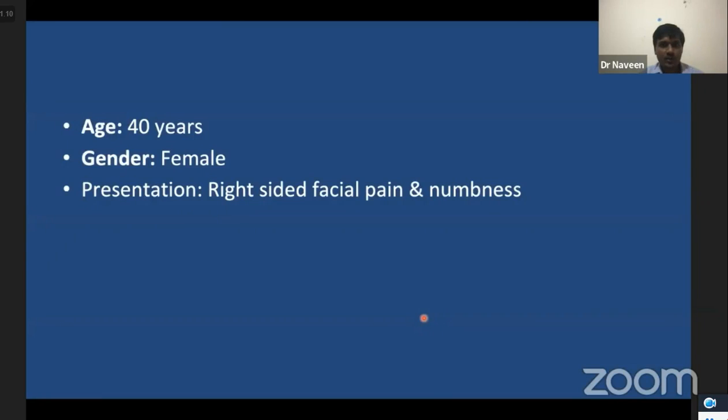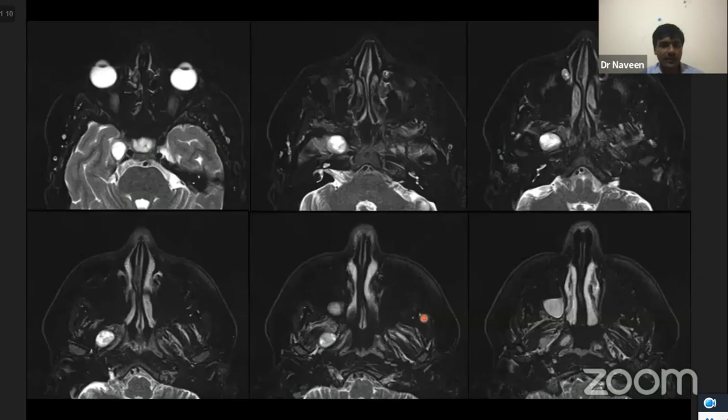It's a 40-year-old female patient presenting with right-sided facial pain and numbness. These are the axial T2 sections. In serial sections, we can see a T2 hyperintense cystic lesion extending from the paracavernous region inferiorly into the masticator space region. This is between the muscles of mastication, between the pterygoid muscles.